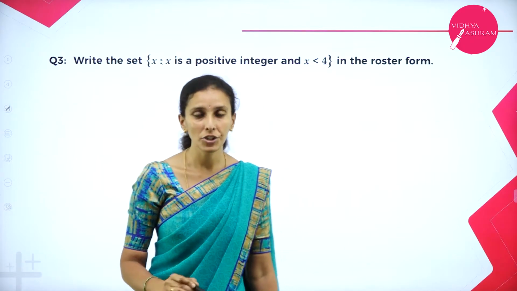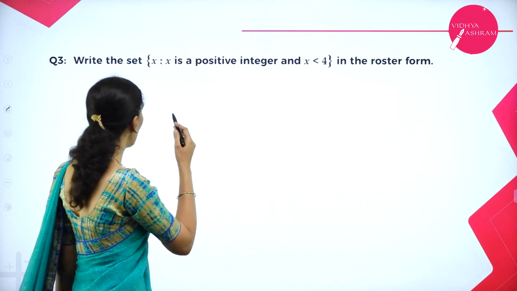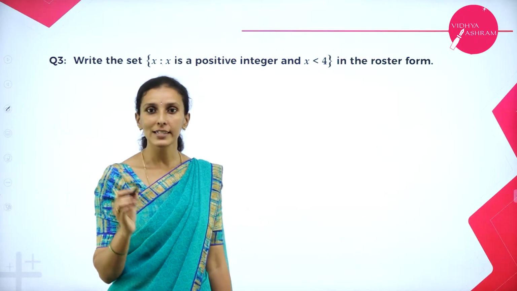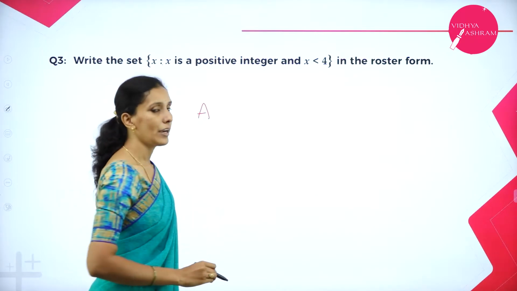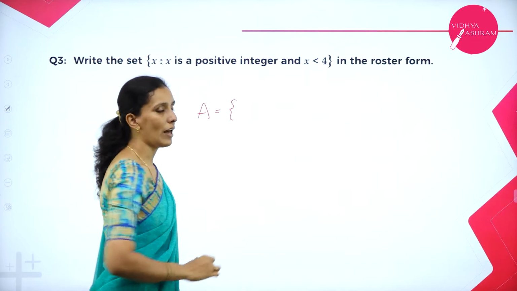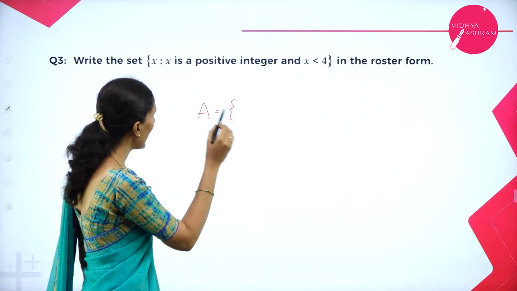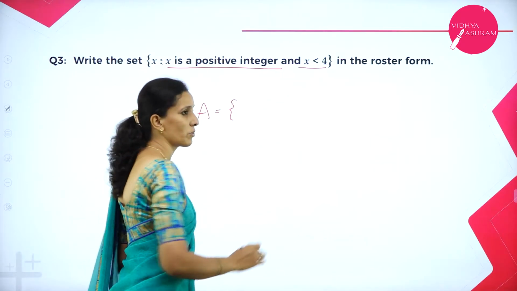So what is the condition given? X must be a positive integer. They have not denoted a set, so first let me denote a set using any capital letter. I'll denote it by A. Then I'll open the flower braces and write the elements: it is a positive integer and X must be less than 4.